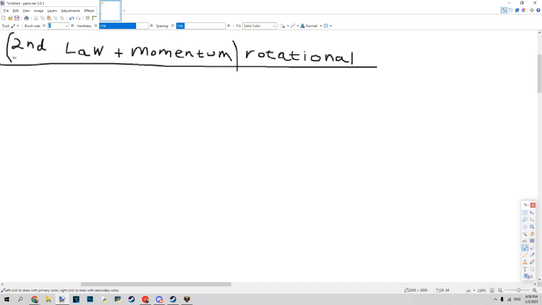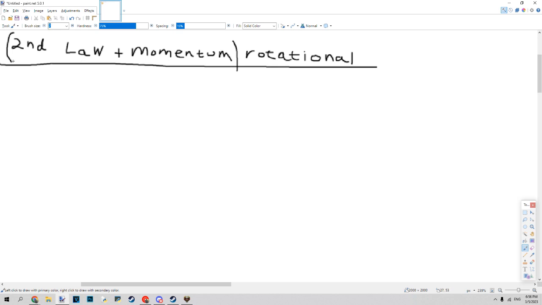So yeah, this is two lectures in one. It's the rotational second law, as in Newton's second law, and the rotational momentum lecture. Both of them combined because they were not terribly long. And starting off, second law.